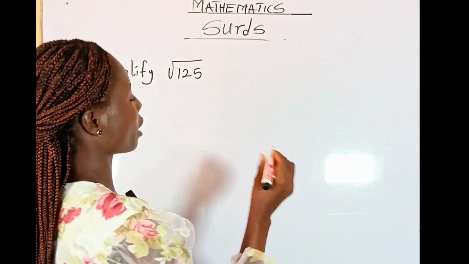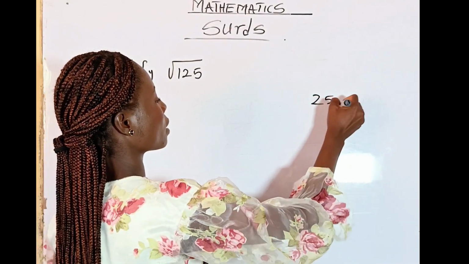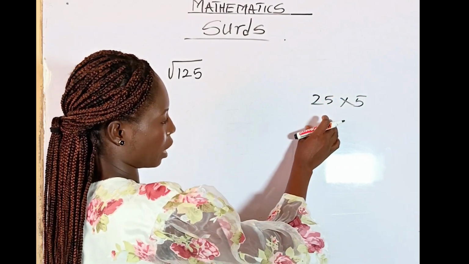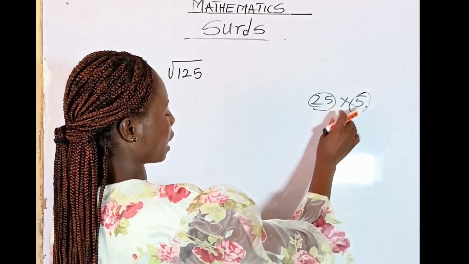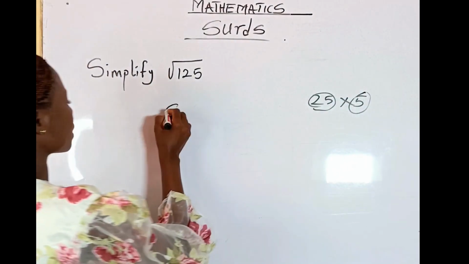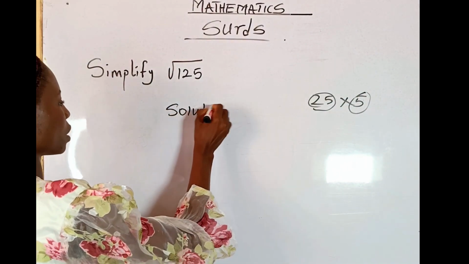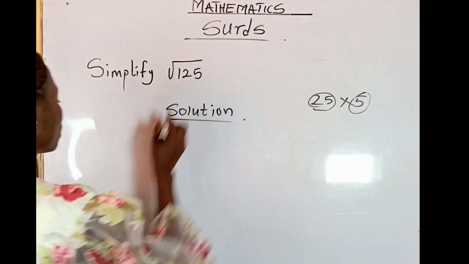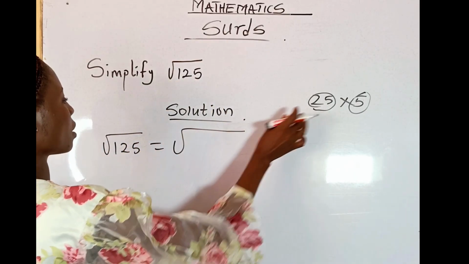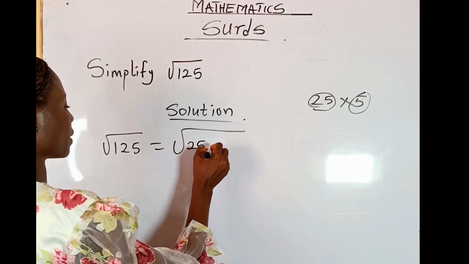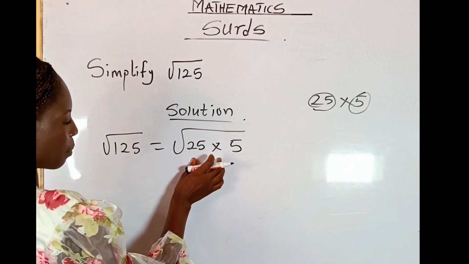So to get 125, 25 times 5 will definitely give me 125. 25 is a perfect square and 5 is just another factor. So to do that, I'm going to be inputting that into this question. The square root of 125 is the same thing as having the square root of 25 times 5. So I will be separating these two.